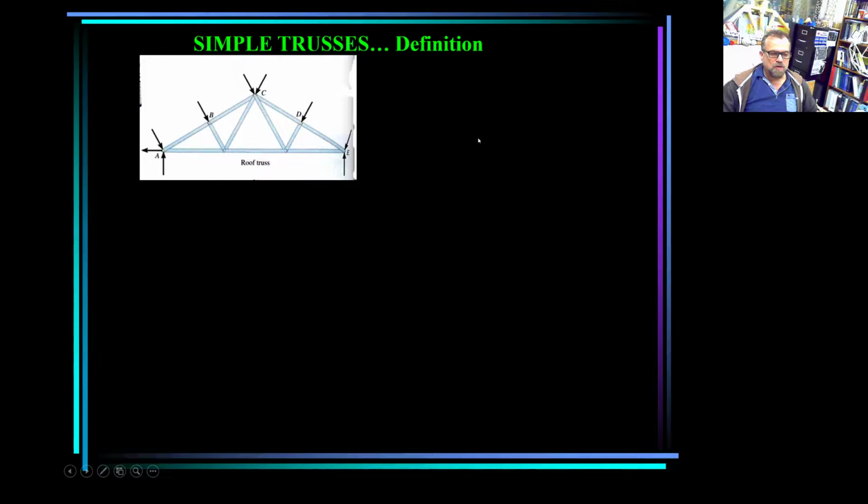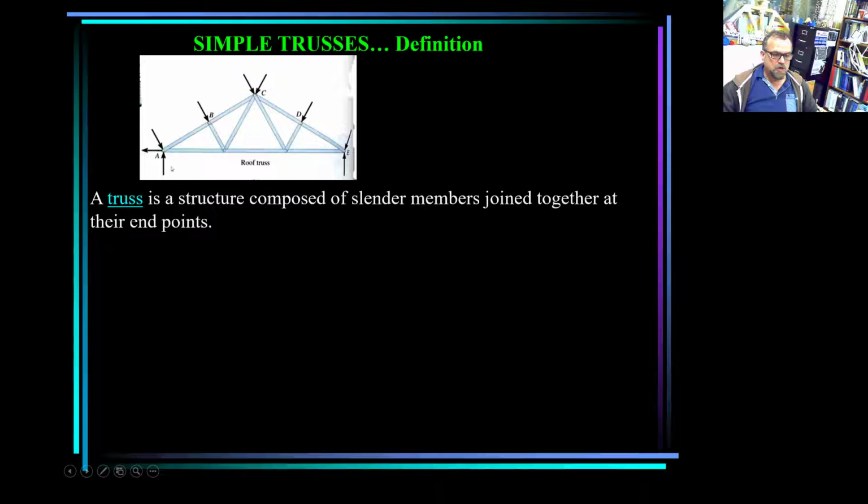The basic definition of a truss is that a truss is a structure composed of slender members joined together at their endpoints. This is the most basic definition that you can find regarding a truss. What do you get from here? The members have to be slender, meaning the cross-sectional area is small compared with the length. That's what a slender member means, basically. And they have to be connected at their endpoints.